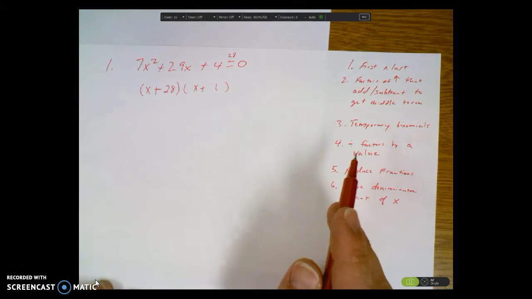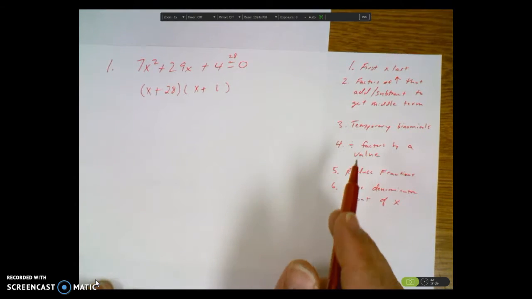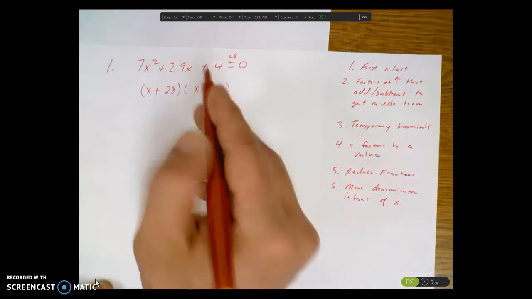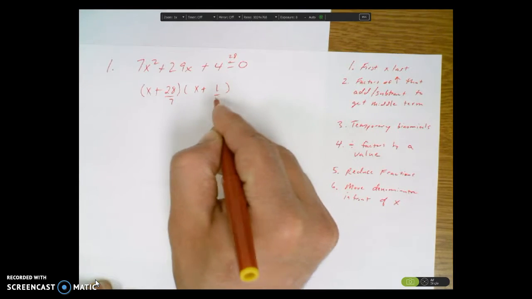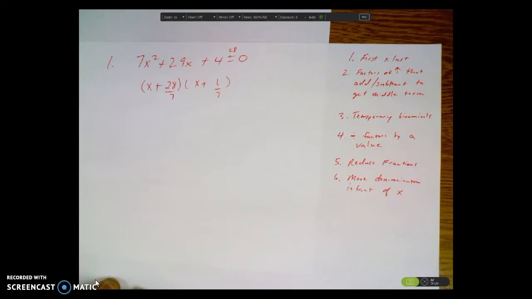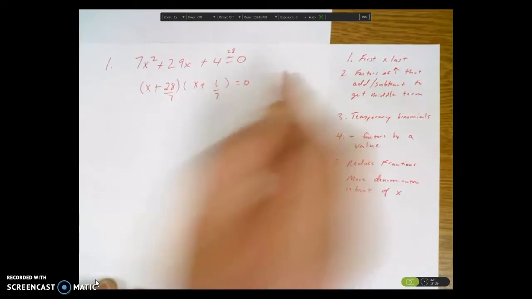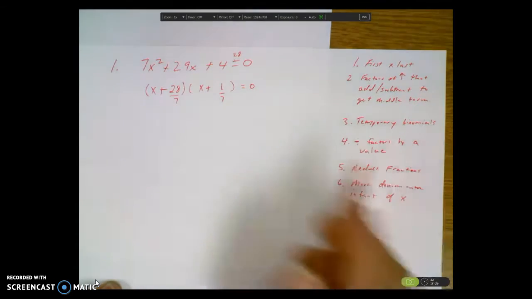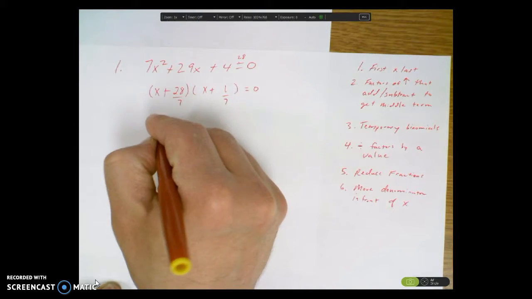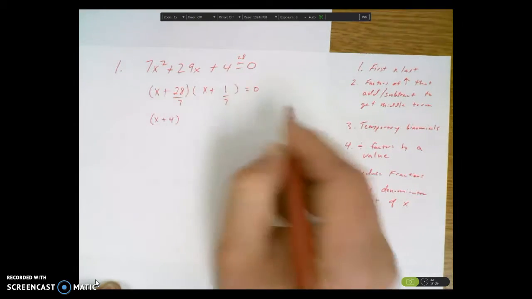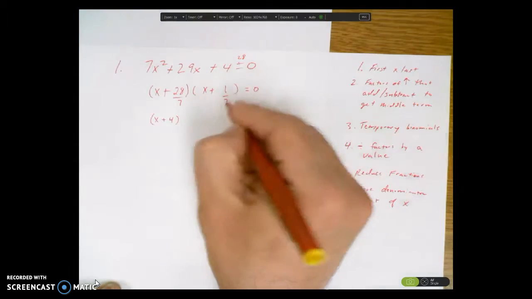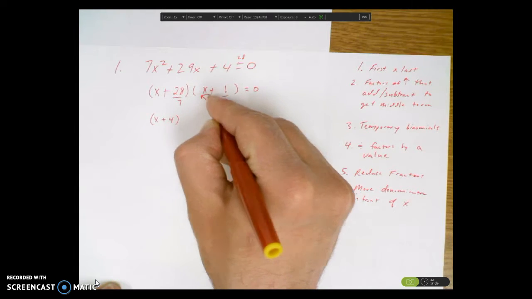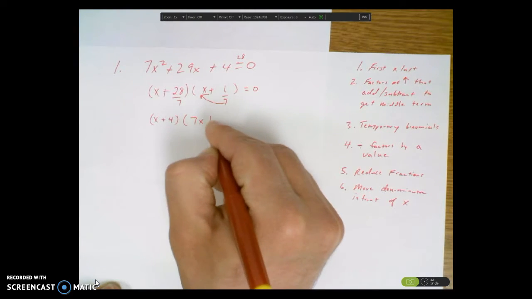The next thing I need to do is divide those factors by the a value. The a value is 7, so I'm going to divide each of those factors by 7. Okay. Ooh, let's not forget to set it equal to 0. Reduce fractions if necessary, and 28 divided by 7 is 4. And 1/7 does not reduce, and so I'm going to move that denominator in front of the x.